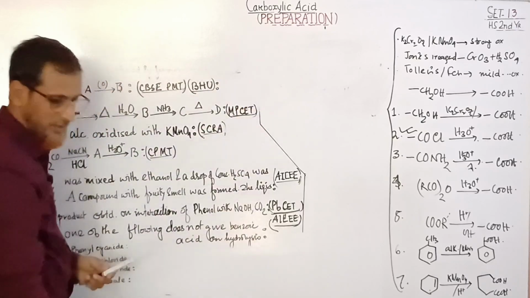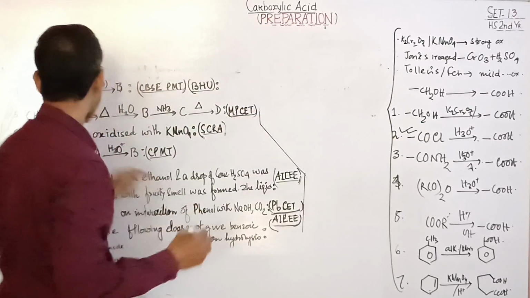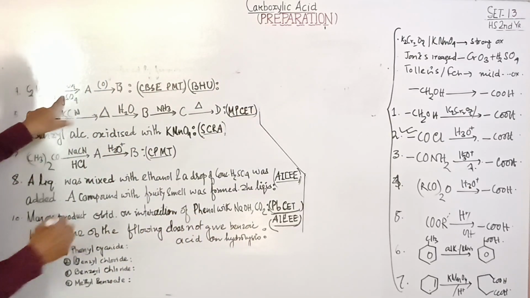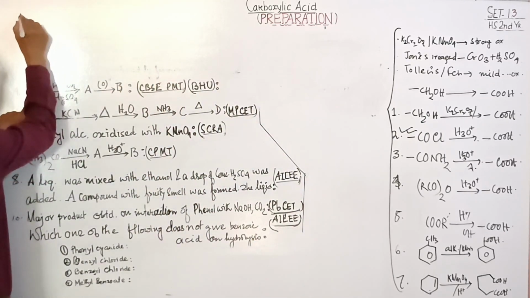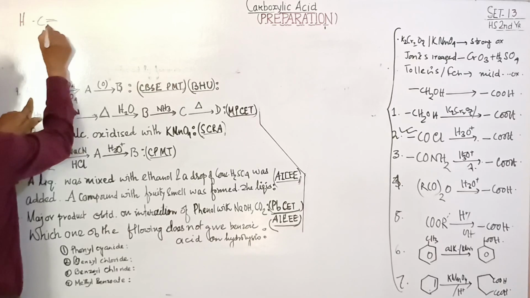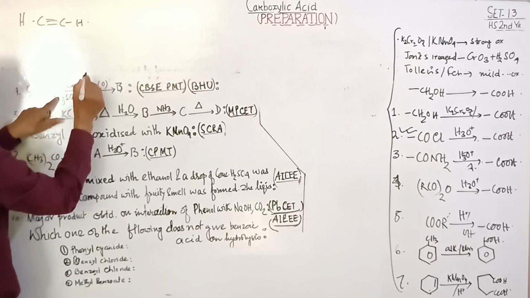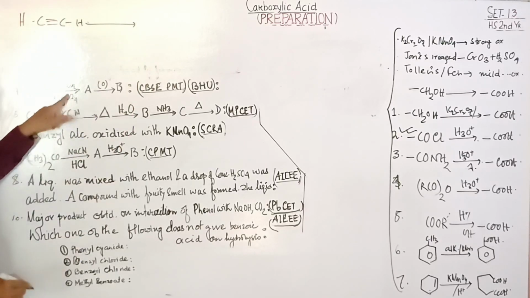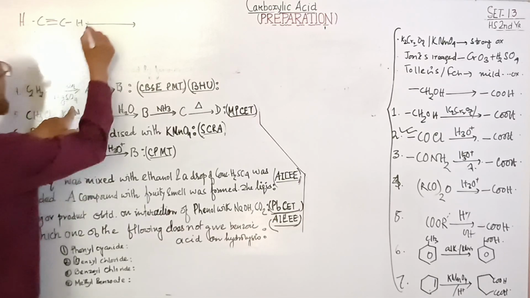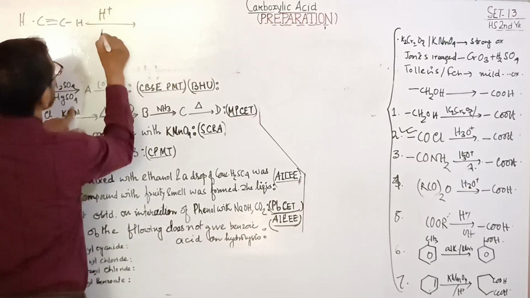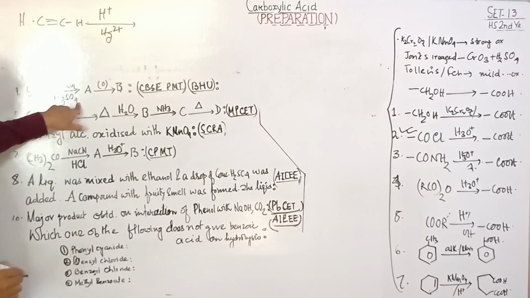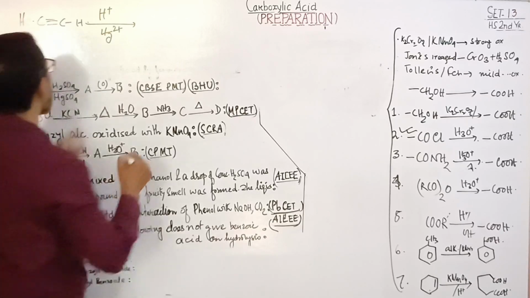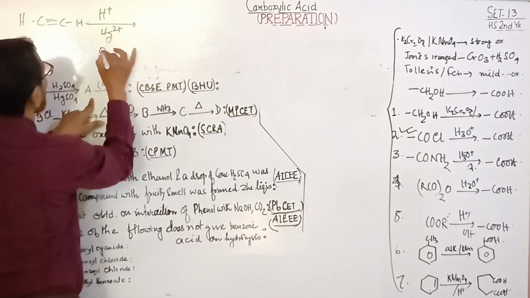Next one, again in different classes, I have already mentioned acetylene reacting with H2SO4 and HgSO4. This is acetylene. If you write it in this way, acetylene reacts with sulfuric acid and HgSO4, a very famous reaction, with H positive and Hg positive. Symbolically, you can write it in this way. What we get here is A and B.